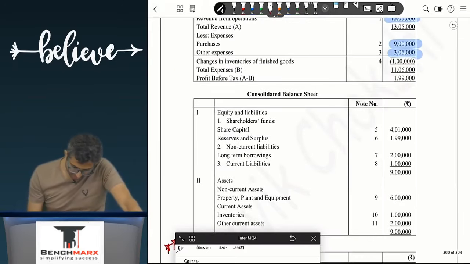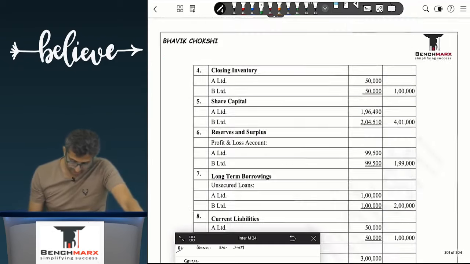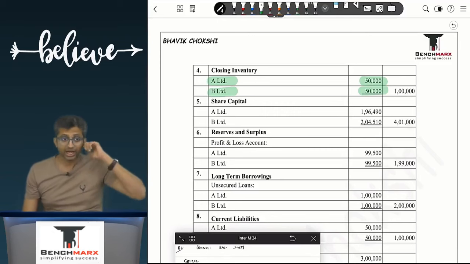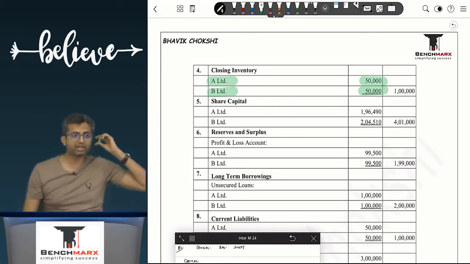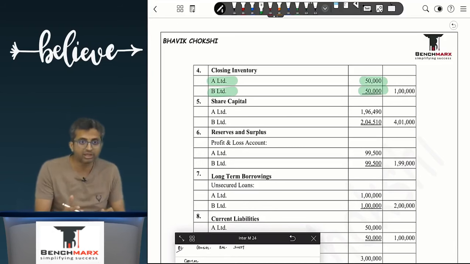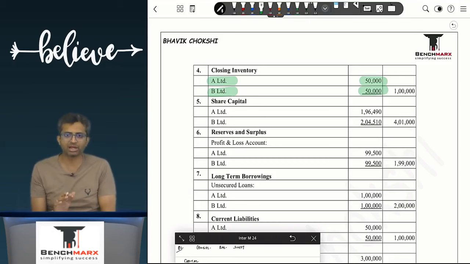Next you have changes in inventory. This is 1 lakh. Sir, there will be 2 effects because it is in the notes. So if you go to see the changes in inventory, again you will have this 50-50, because at the end of the day, it is an inventory item. You cannot say that by inventory it goes in 5:4. Inventory is an asset. It is going to be split 50-50. Total is 1 lakh, but it is going to be split 50-50.